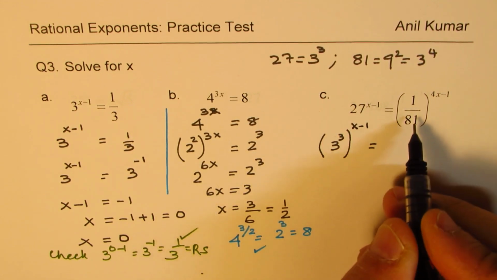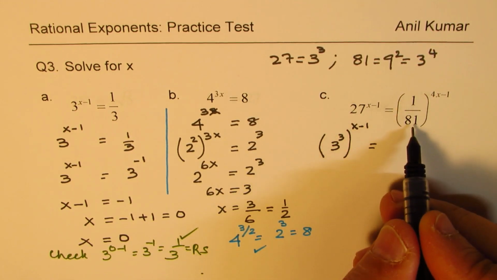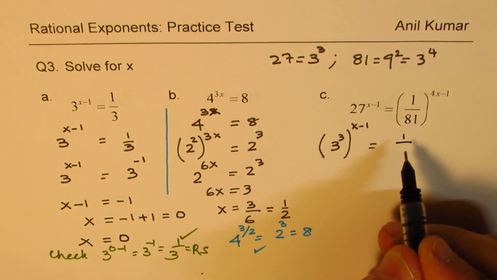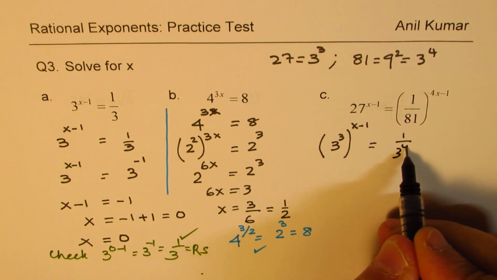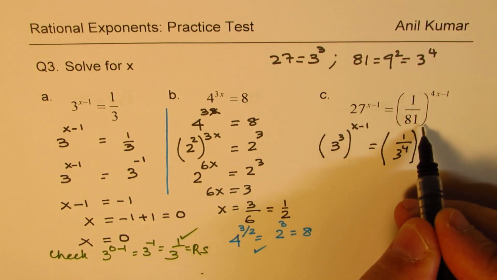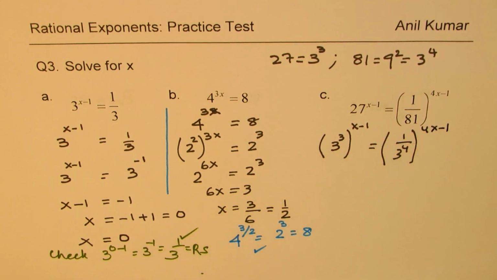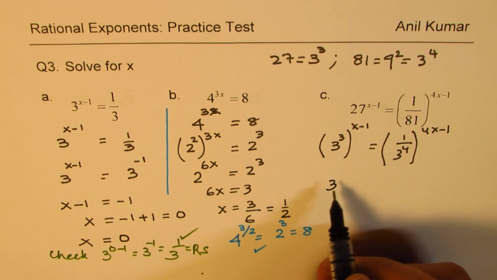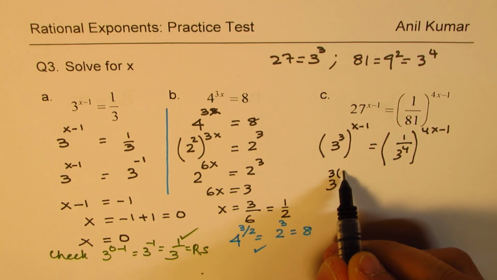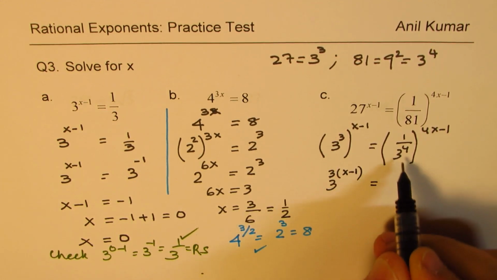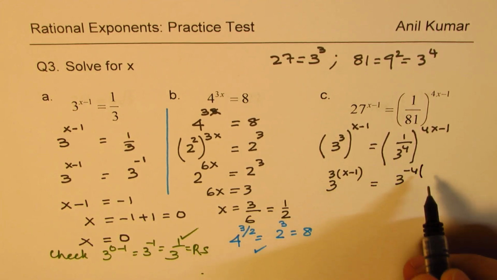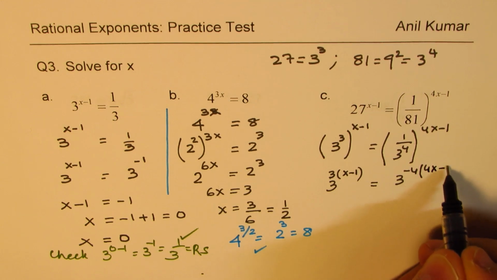correct? Now in this case, it is 81 in the denominator. Remember this, right? So either you could do, let's do first 3 to the power of 4 in the denominator, and then we have 4x minus 1. Perfect. Now let's get to the powers of 3. So here it is 3 to the power of 3 times x minus 1, and here it is 3 to the power of minus 4, because it is in the denominator, times 4x minus 1.